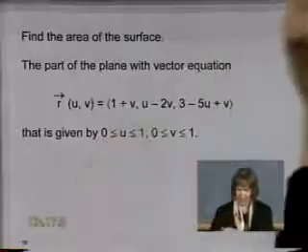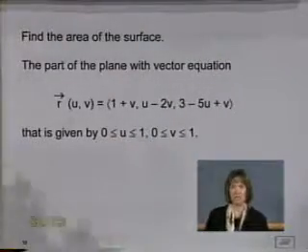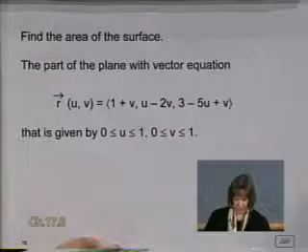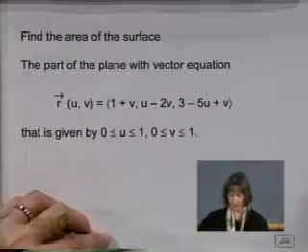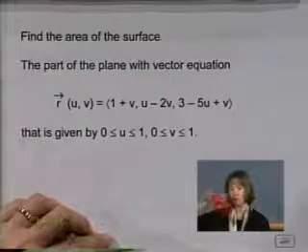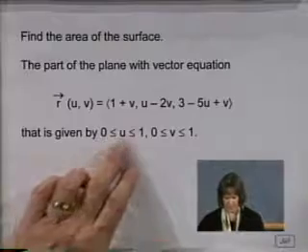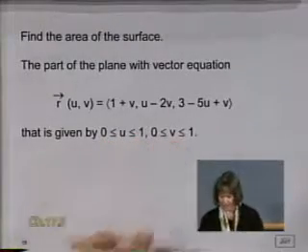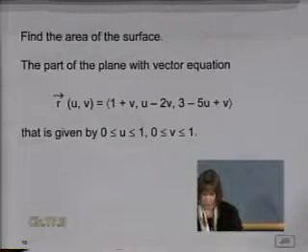All right, let's find the area of the surface of the part of the plane with vector equation r of u, v equals 1 plus v, comma, u minus 2v, comma, 3 minus 5u plus v. And they're being very nice. They're telling me u ranges from 0 to 1, and v is ranging from 0 to 1. Okay, we're doing all right?